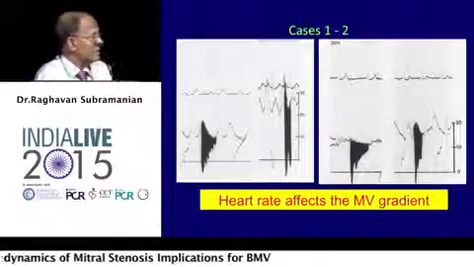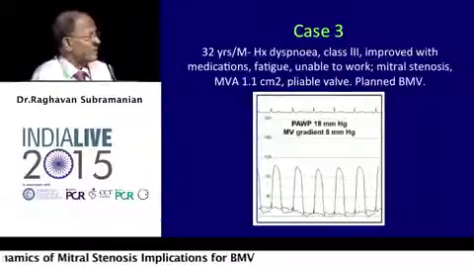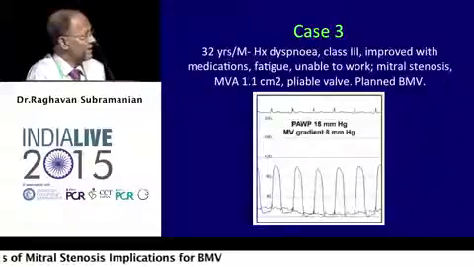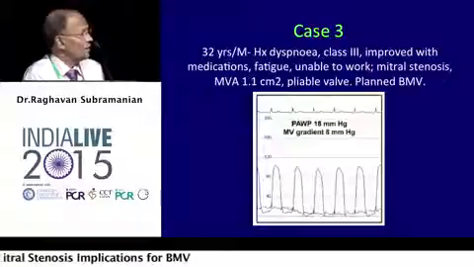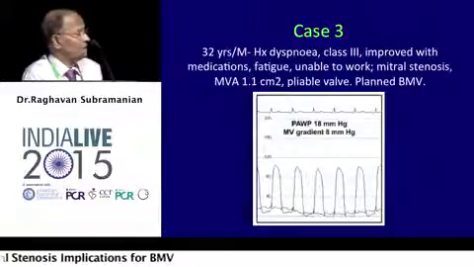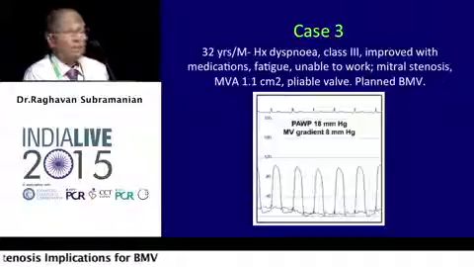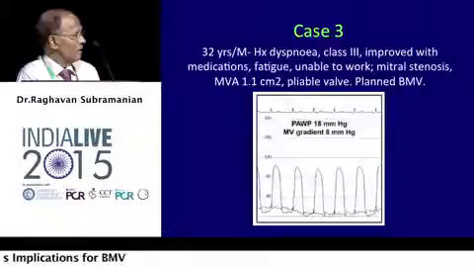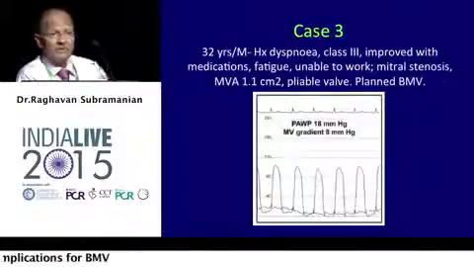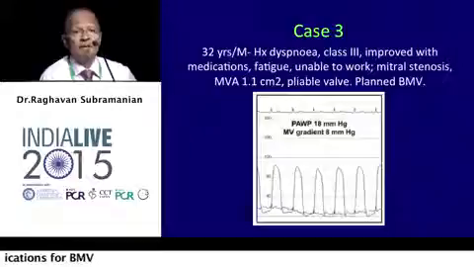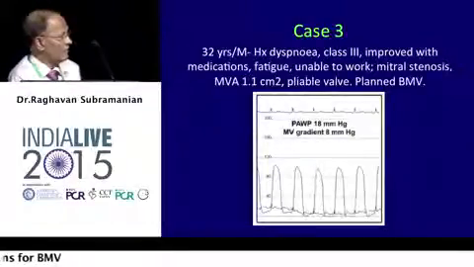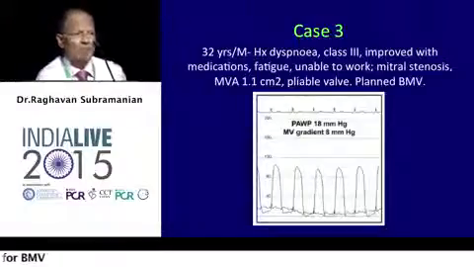Now, here is a case, a 32-year-old male, quite symptomatic. He improved with diuretics, but dyspnea was replaced by fatigue and inability to work. He had tight mitral stenosis as measured by echocardiogram. It was a pliable valve, and he was planned for balloon mitral valvotomy. When he was taken to the cath lab, the operator found that the gradient was only 8 millimeters. That was quite unexpected. He expected very tight mitral stenosis, and he expected a large gradient. The pulmonary arterial wedge pressure was only 18. What could be the reason?